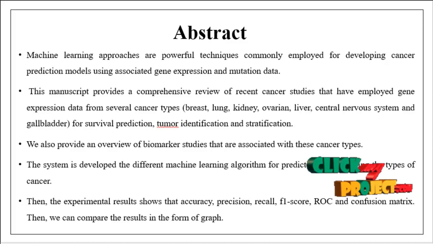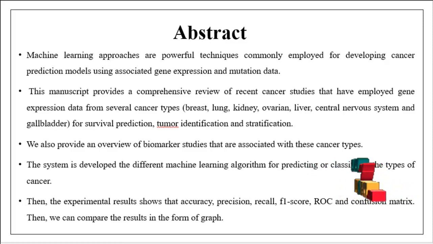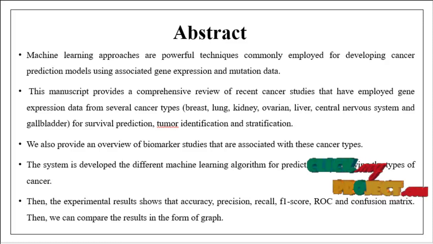We also developed an overview of biomarker studies that are associated with these cancer types. The system develops different machine learning algorithms for predicting or classifying the type of breast cancer. Then finally, we estimate performance metrics such as accuracy, precision, recall, F1 score, ROC curve, and confusion matrix. Then we compare the results based on accuracy in the form of a graph.